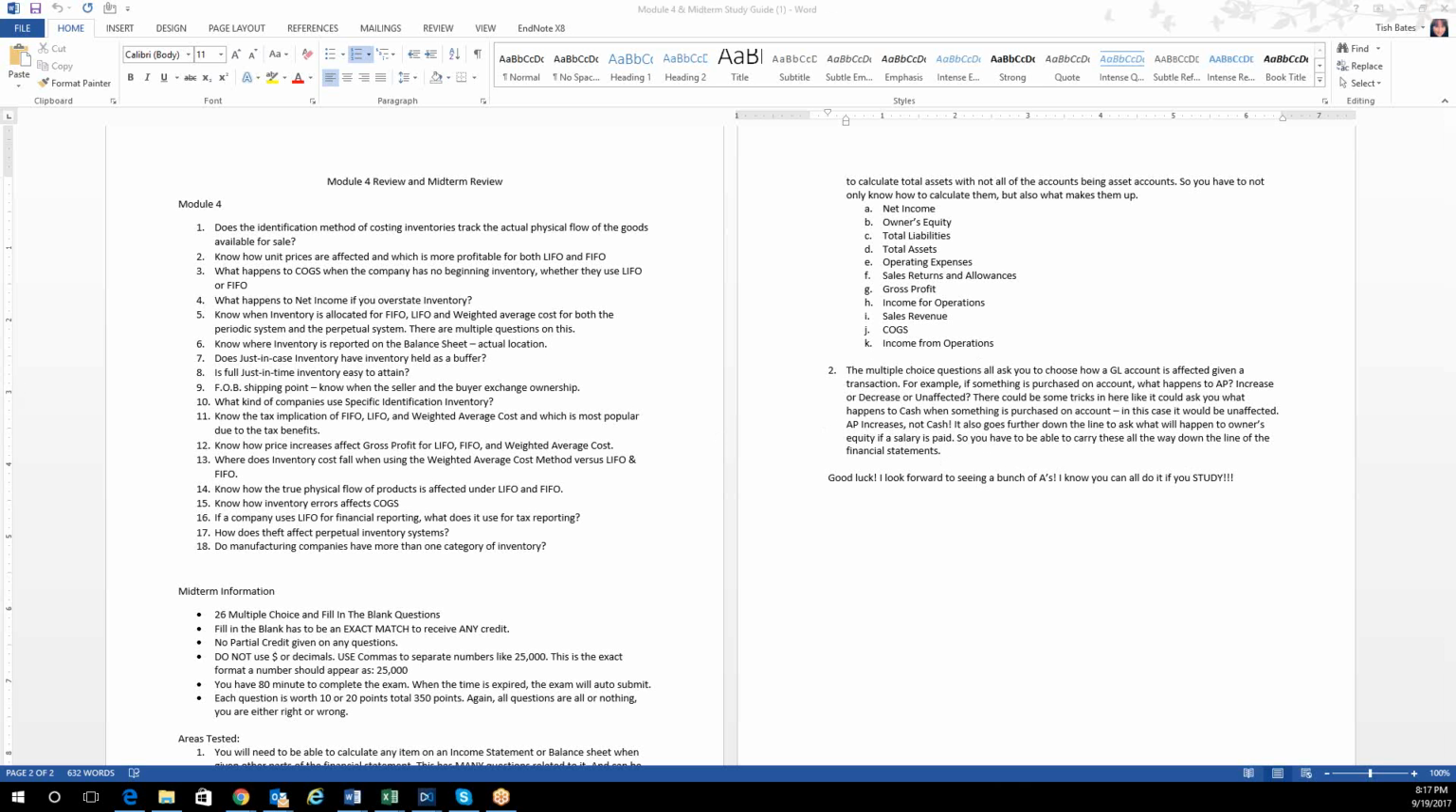If you purchase office supplies on account, that transaction will do what? Increase assets, decrease assets, or have no effect on assets? If you purchase office supplies on account, increase assets, decrease assets, or have no effect on assets?